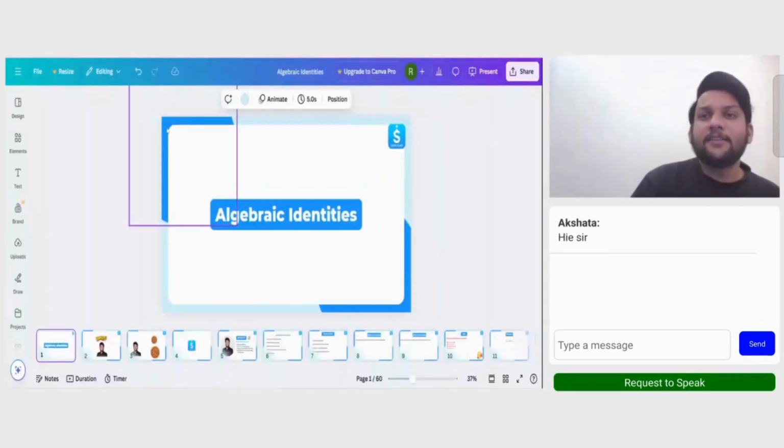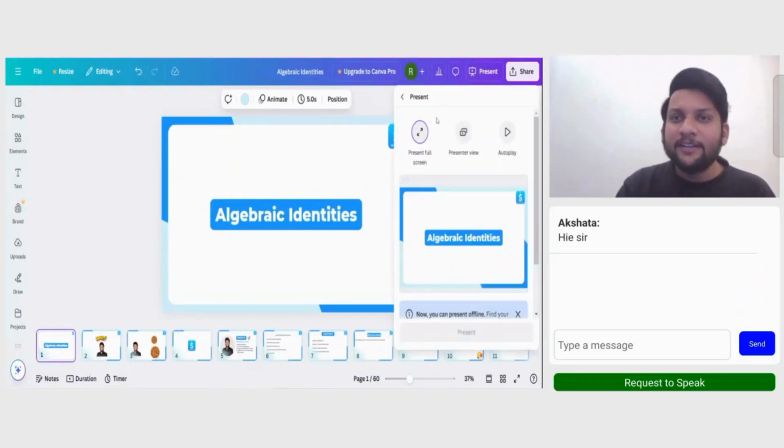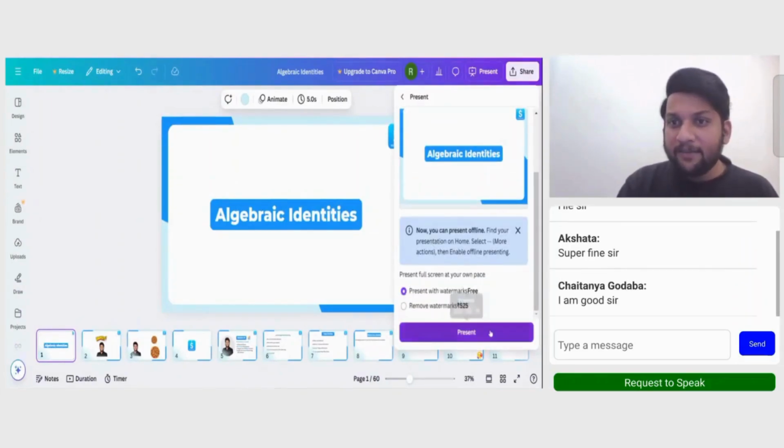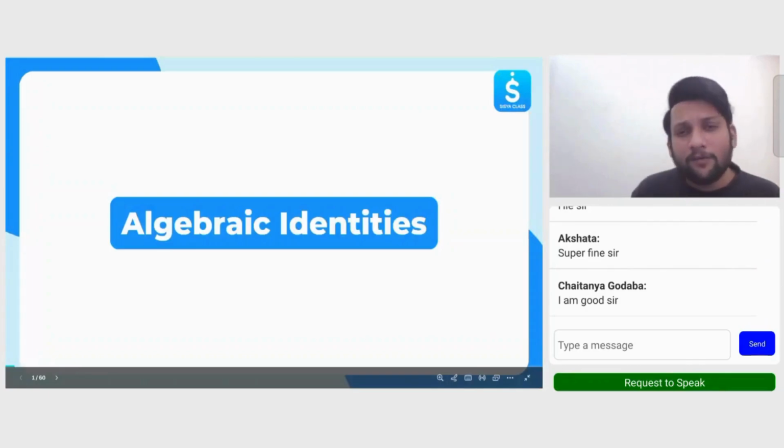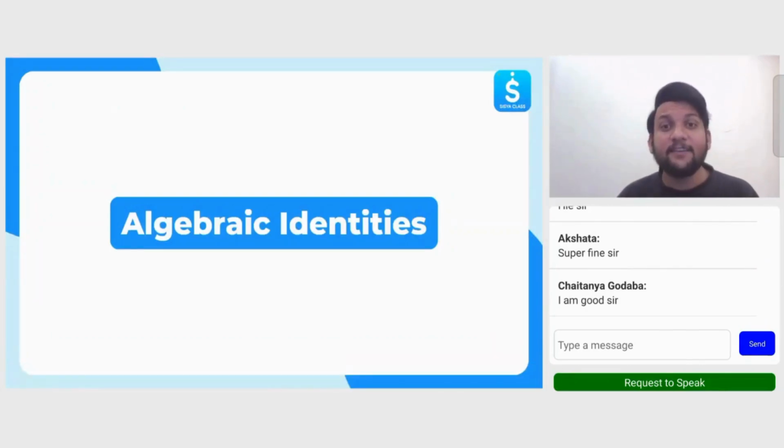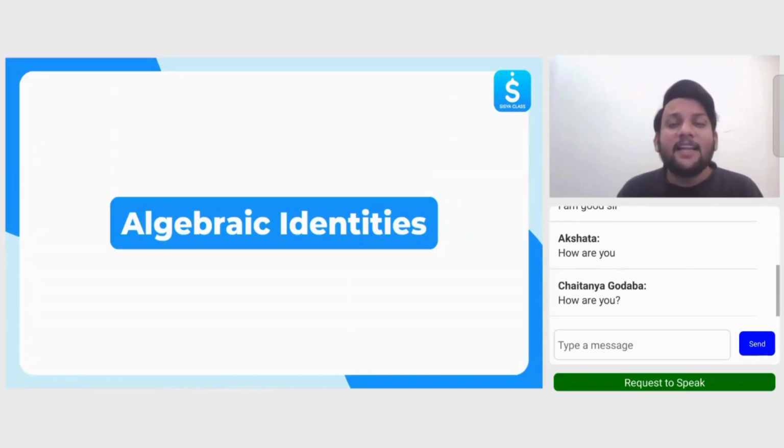All right, let's start. What we are going to learn today is one of my favorite topics and one of the most important topics in class 8, that is algebraic identities. It's going to be a very wonderful session and we are going to have so much fun on that.